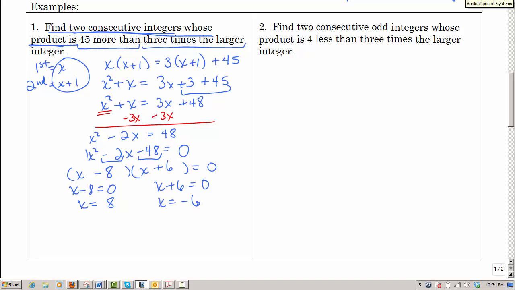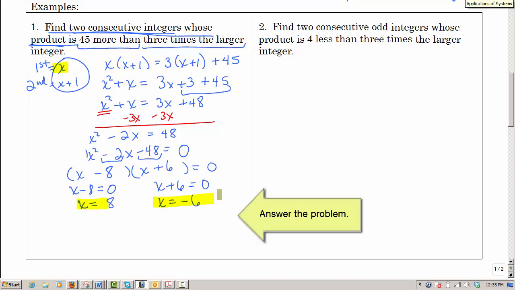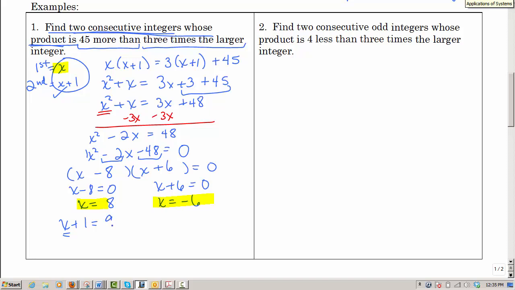Are we done? No. It says to find two consecutive integers. Well, I have found two numbers, but they are not consecutive. 8 is not followed by negative 6, or negative 6 is not followed by 8. These are both answers for x. I need to know what x plus 1 is. Well, if x is 8, plus 1 is 9, that's two consecutive integers. But wait, I also have x is negative 6, plus 1 is negative 5. That is another set of answers. And yes, you need both.